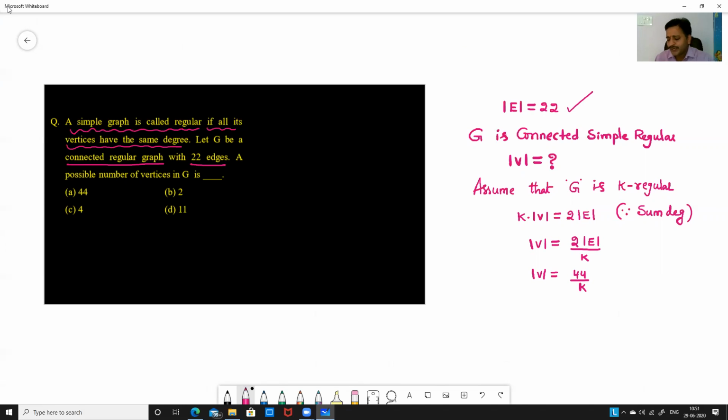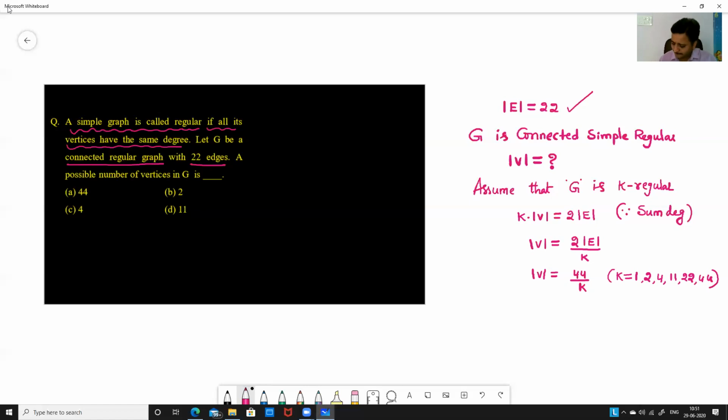But remember, the total number of vertices must be an integer. We cannot take fractional values. Therefore, what are the possible values of K here? In order to get an integer, K must be a divisor of 44. That is, it may be 1, 2, 4, 11, 22, or 44. These are the possible values of K.